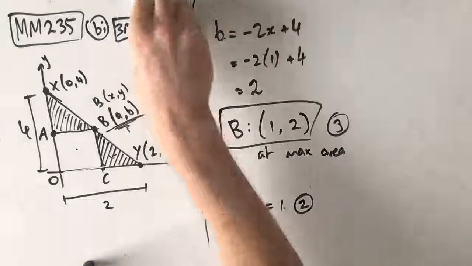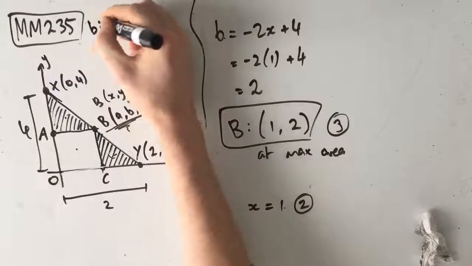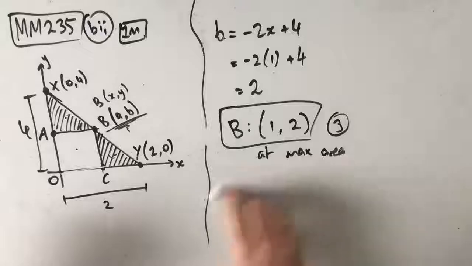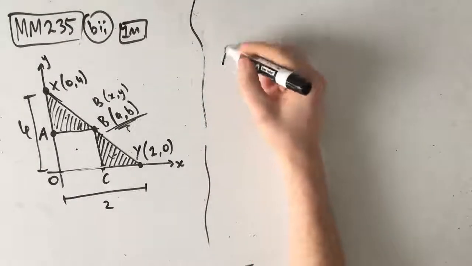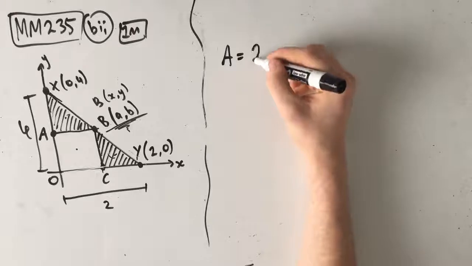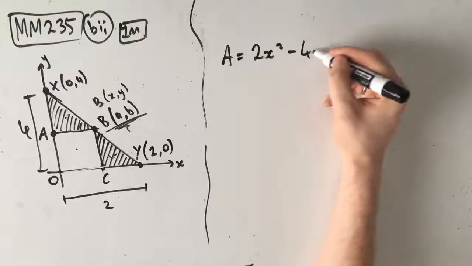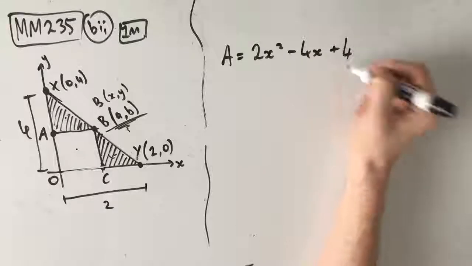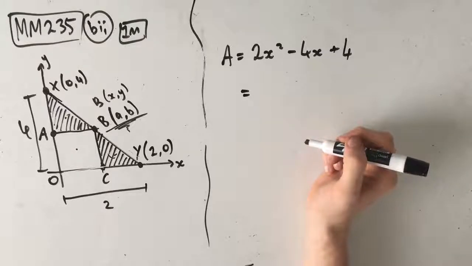So, as before, this is 1 mark. So, as before, our area was given by 2x squared minus 4x plus 4. Is that what it was? Yeah. Awesome. And we're trying to find the area.